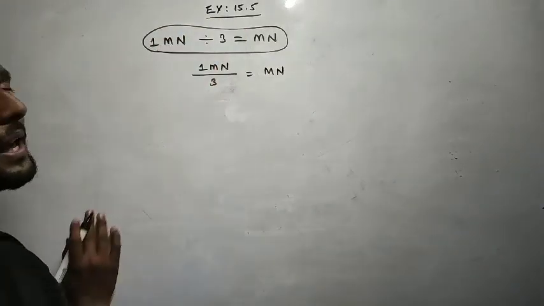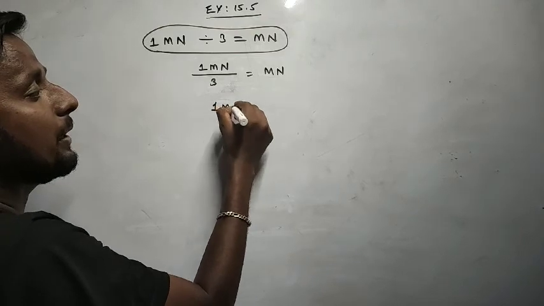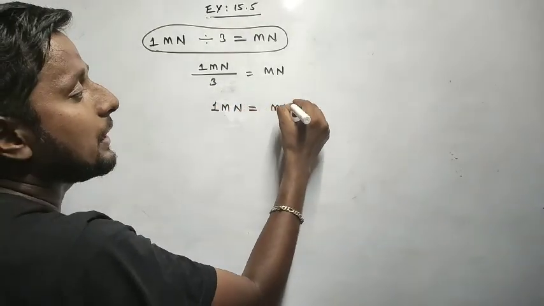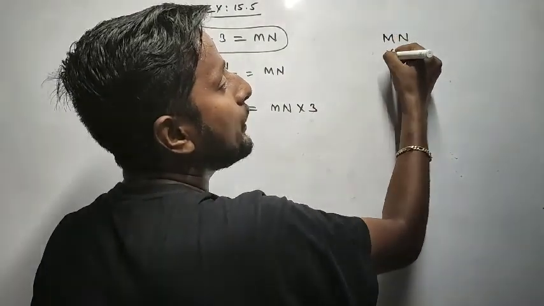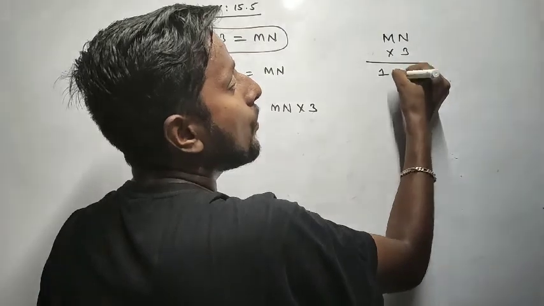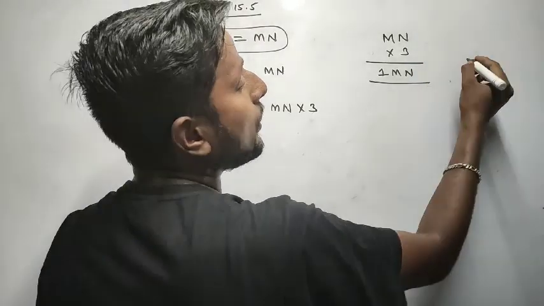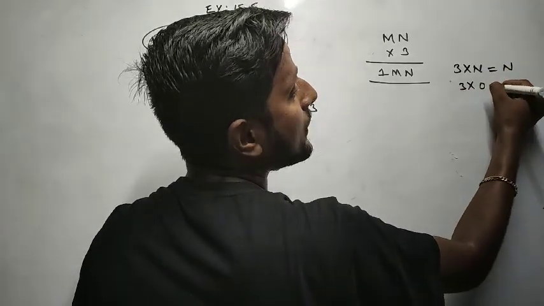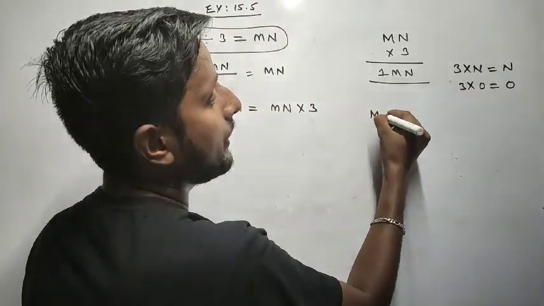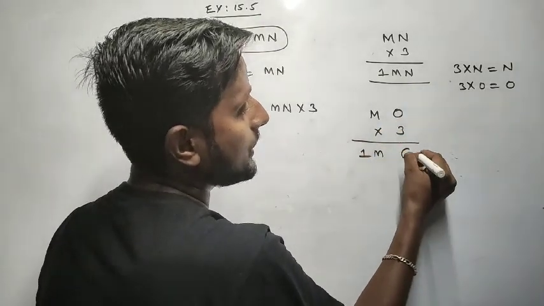Am I right? Question as it is. When 3 is dividing, it goes across and multiplies. So I'll write 1mn equals mn into 3. I can rewrite the question as mn into 3 equals 1mn, like a third-bit problem. So I simply write 3 into n is equal to n, that is nothing but 3 zeros are 0. Simple: m0 into 3 is equal to 1m0.